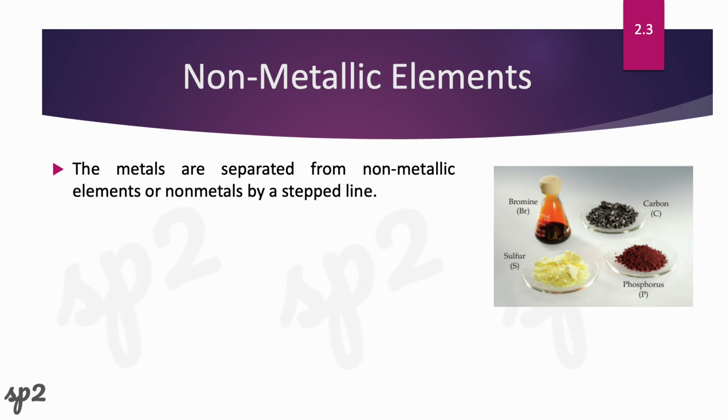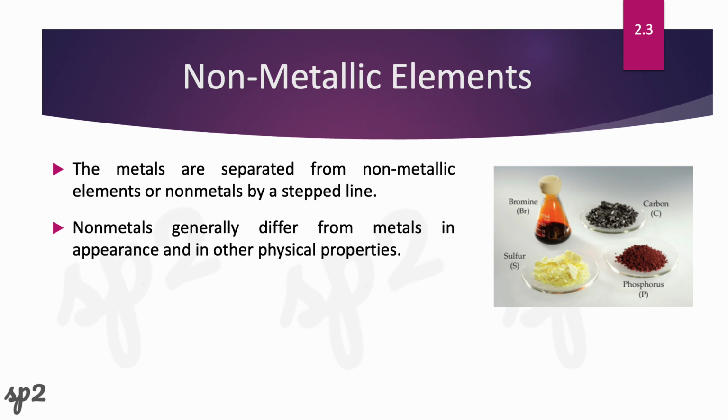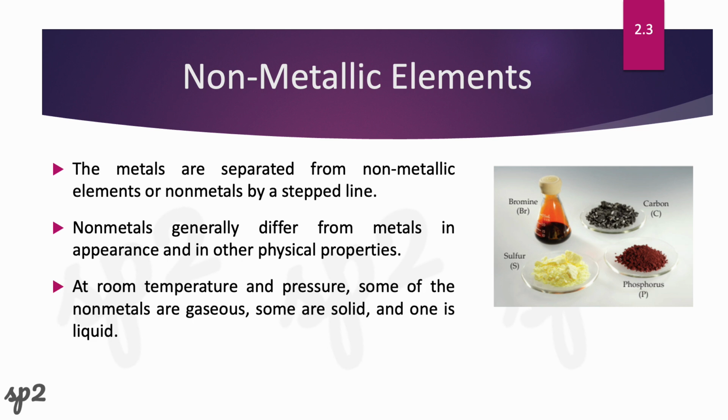Okay, then we have the non-metallic elements. Here it says the metals are separated from non-metallic elements, or non-metals, by a step line. And these nonmetals generally differ from metals in their appearance as well as their physical properties. At room temperature and pressure, some of these nonmetals are gaseous, some of them are solid, and one of them is liquid, which is the case of bromine. And again, you can see some of these examples in the picture on the right side of the slide.